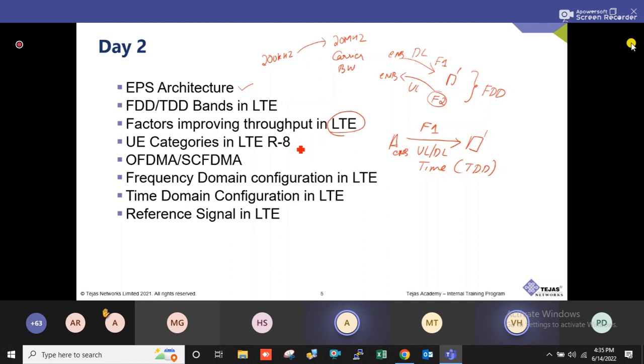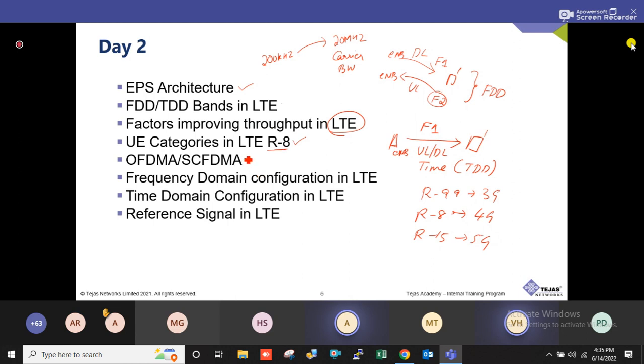We look at the different UE categorizations we have in LTE release 8. As you can see, yesterday also we discussed this. Release 99 was the first release of 3G, release 8 is the first release of 4G, and release 15 is the first release of 5G. Okay, so we'll be sticking to the release 8 UE categories.